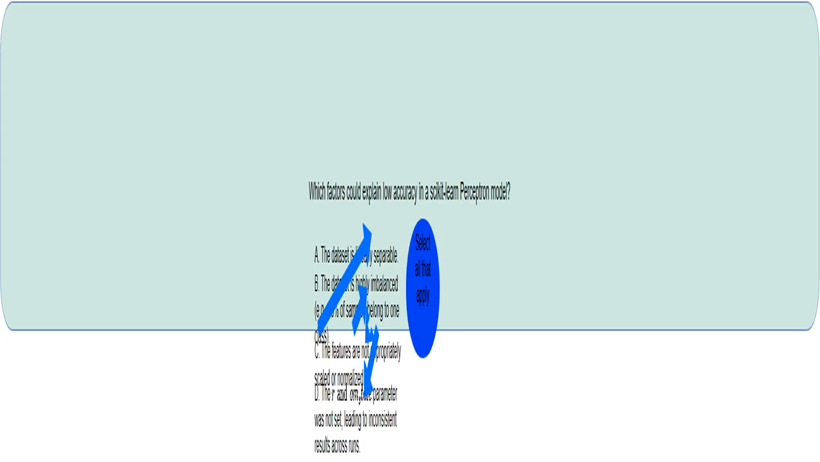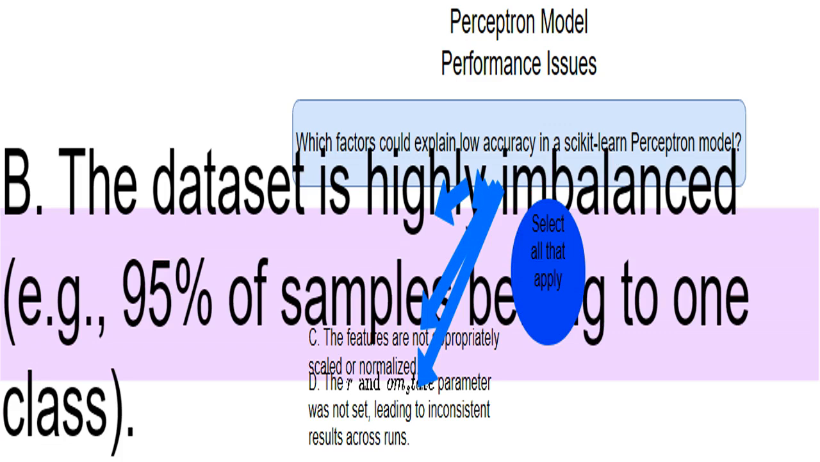I'm investigating why a Perceptron model, a simple linear classifier from Sklearn, isn't performing well. We're looking at factors that could cause consistently low accuracy, even after tuning learning rate and the maximum number of iterations. Imagine you have a dataset where 95% of the data points belong to one category, and only 5% to the other. A Perceptron might just learn to always predict the majority class, ignoring the minority class. This leads to high accuracy for the majority class but low overall accuracy, because the minority class is barely considered. That's why imbalanced data is a major suspect for poor Perceptron performance.